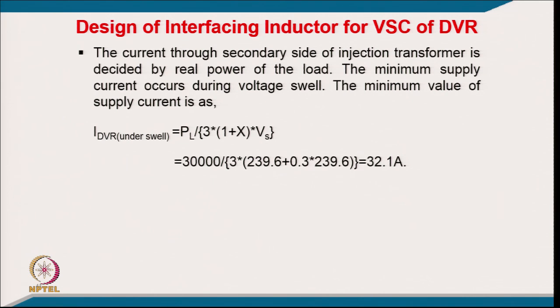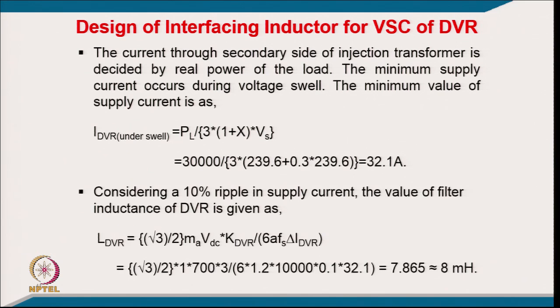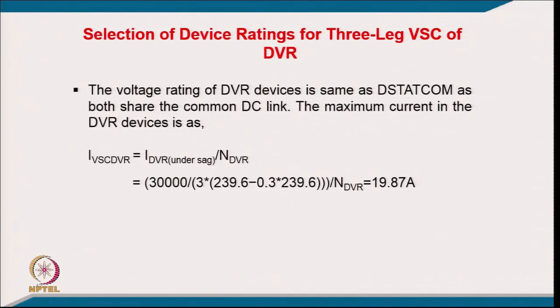Now, coming to the interfacing inductance for the DVR. You already have the current, which we already calculated, and then you can find out from this current ripple and the voltage, and it comes out to 7.86, which you can take as 8 millihenry.